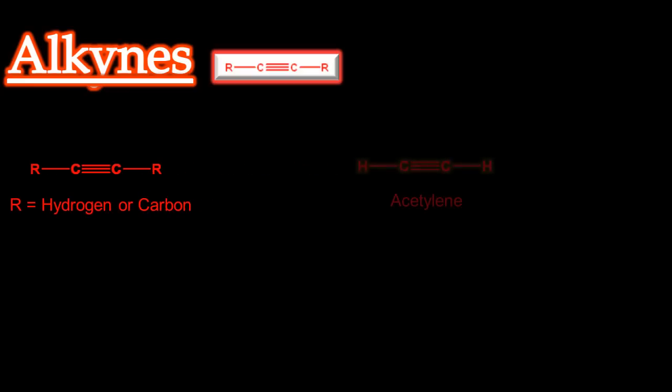Alkynes are similar to alkenes and alkanes in that they're all hydrocarbons, but differ in that they feature two carbons bonded by a triple bond, which features one sigma bond and two pi bonds. The simplest of all alkynes is acetylene. Acetylene features a central two-carbon triple bond. Each carbon is then singly bonded to a hydrogen.